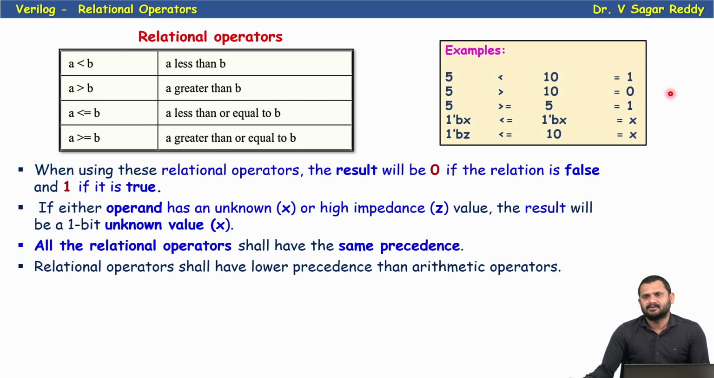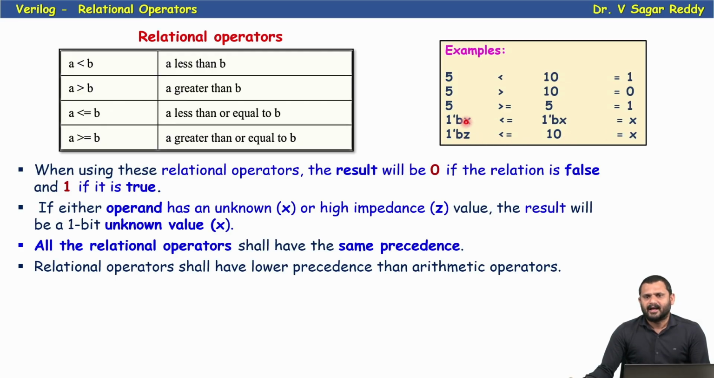5 greater than 10 is false, so 0. 5 greater than or equal to 5 is true, we'll get 1. 1'bx less than or equal to 1'bx, okay, x. 1'bz less than or equal to 10. So now see here, z or x.